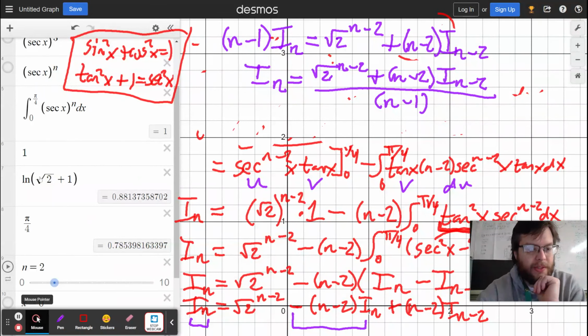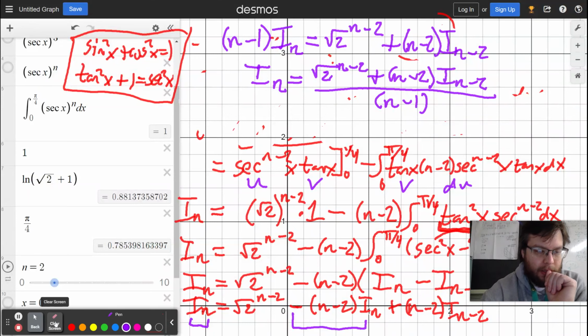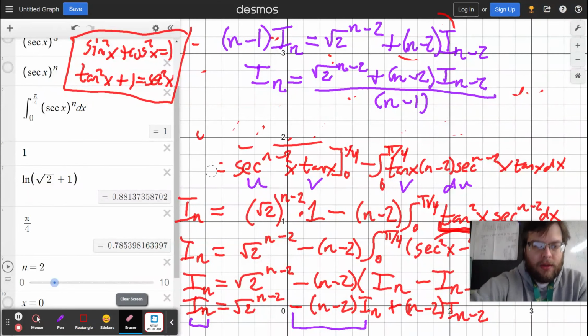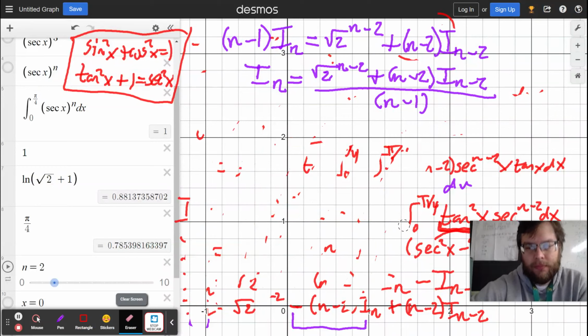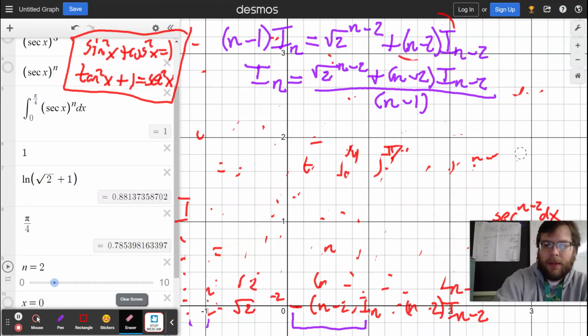So let's check if that is a true statement. So we have 3 answers so far. We have 1 and this natural log here and pi over 4. So what I'm going to check is, does 1 equal pi over 4 inserted into this formula? So let's erase a little bit more. I wish there was an easier way to erase more, but okay.